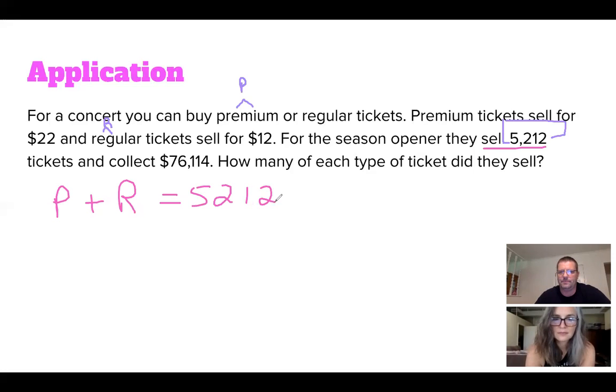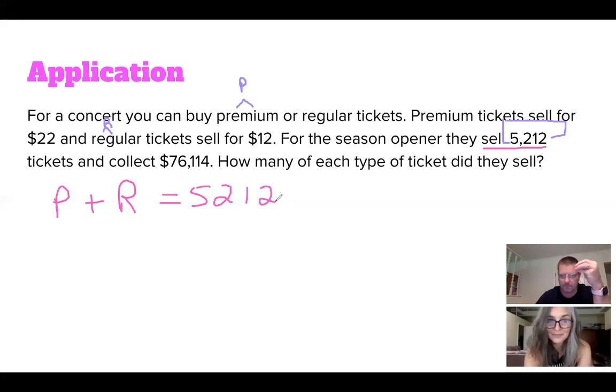What I haven't used is the prices. If I sold one regular and one premium, I would make $34. What if I sold two premium tickets and one regular ticket? Then I would make $44 in premium tickets and $12 in regular tickets. So 44 plus 12 is 56. The 44 comes from multiplying times 2 tickets.